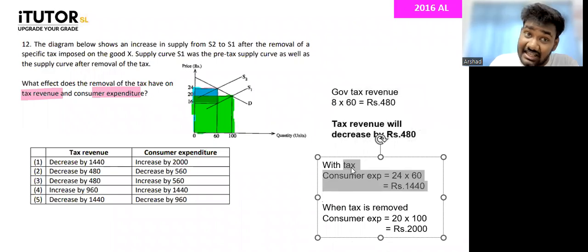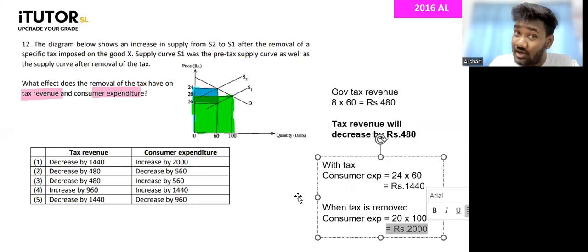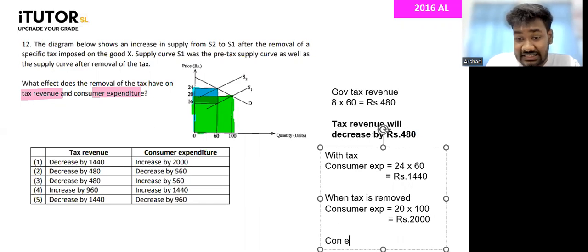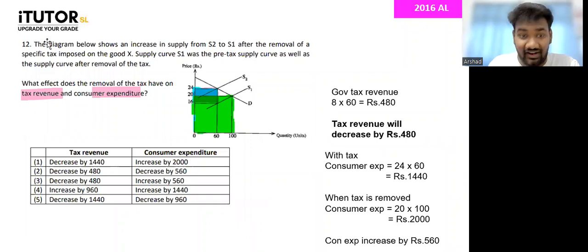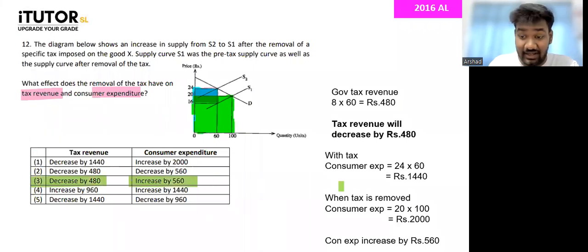Consumer expenditure earlier 1,440. Now you have removed the tax, now the consumer is spending 2,000. So consumer expenditure increases by how much, guys? Consumer expenditure increases by 560, right? So be very careful. So what is our answer, guys, then? 1, 2, 3, 4. Answer is the third one, right? This decreased by 480, this increased by 560. Is that okay? Some of you all made careless mistakes.